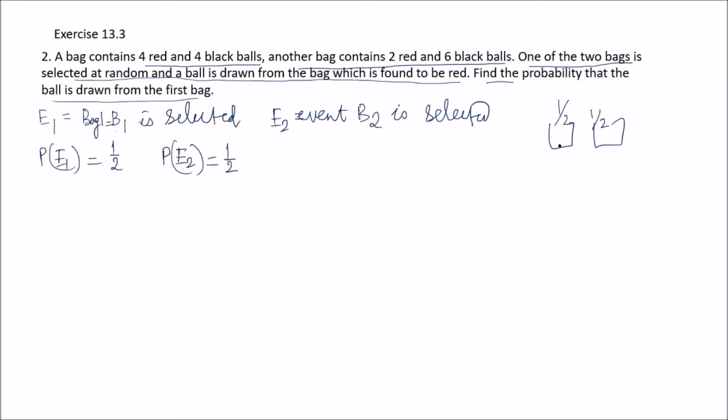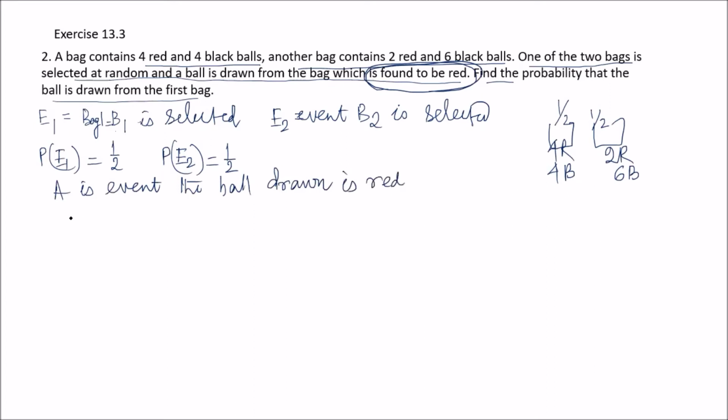In bag 1, there were 4 red and 4 black. In bag 2, there are 2 red and 6 black. Now, the second event is that one of the bags is selected. After that, a ball is drawn from the bag, which is found to be red. So, A is the event that the ball drawn is red.